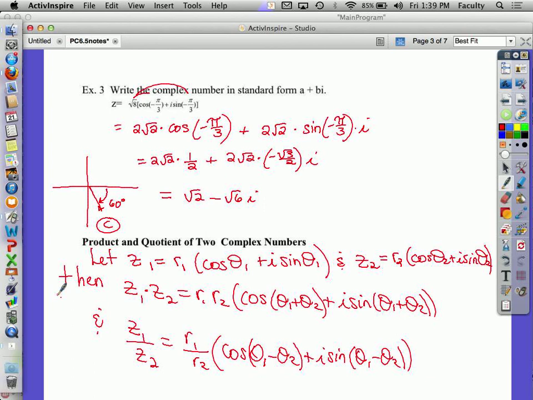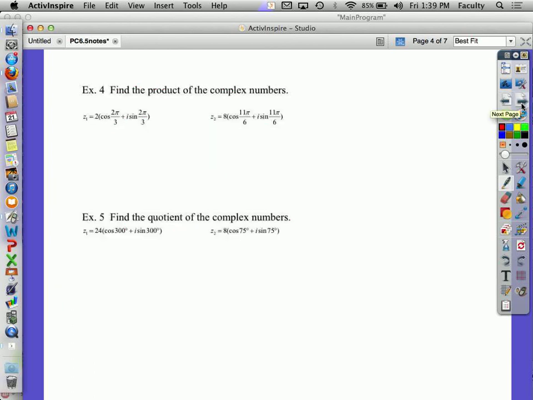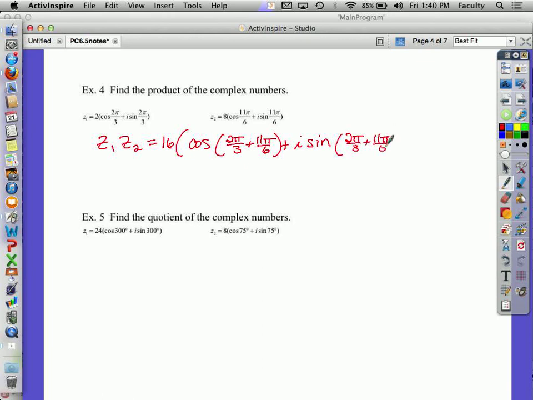So here we go. So if I'm going to do the product, I'm going to take 2 times 8 is 16. And then it's the cosine of 2 pi over 3 plus 11 pi over 6 plus i sine 2 pi over 3 plus 11 pi over 6.